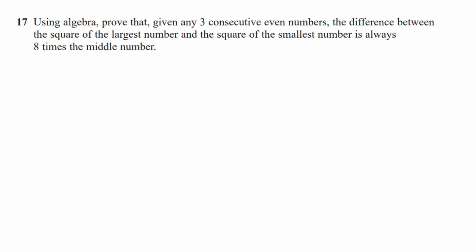Alright, 17. Using algebra, prove that given any three consecutive even numbers, so let's just write what that means. If I let n be the first even number, that means the next one should be n plus 2 and n plus 4. So you keep adding 2s. So here are our three consecutive even numbers.